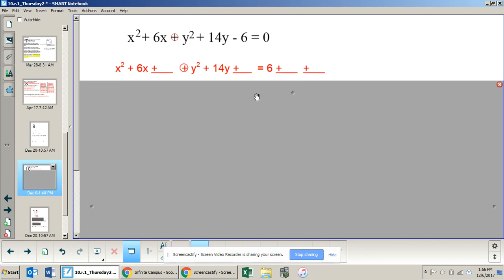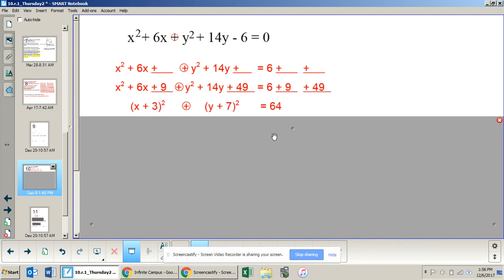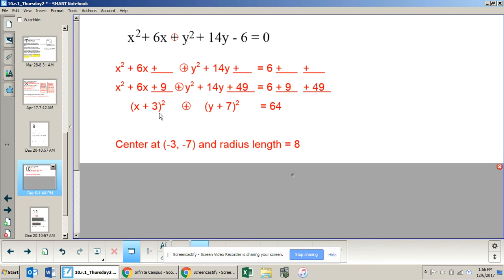The same number is to divide 6 by 2 and then square the result. In this case, 9. Divide 14 by 2 and square the result gives you 49. So 9 completes the square on this side. 49 completes the square on this side. Of course, we have to add 9 and 49 to the other side as well. And so now we know that x plus 3, the quantity squared, is this trinomial, and y plus 7, the quantity squared, is this trinomial. And if we add 6, 9, and 49 together, we get 64. So the center is at -3, -7, and the radius length is 8.